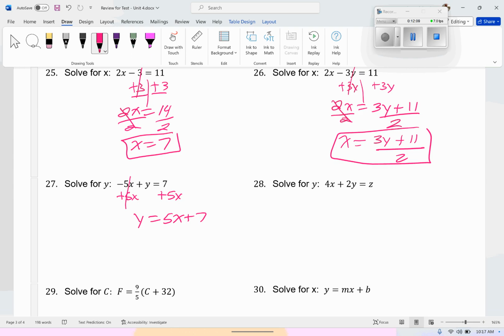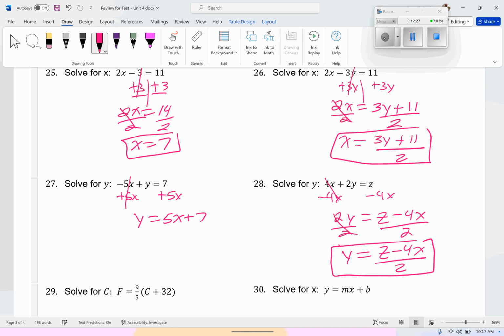Problem 28, we want to solve for y. So I'm going to subtract 4x from both sides. Those cancel, so 2y equals z minus 4x. Divide both sides by 2. Those cancel, so y equals z minus 4x over 2. Notice the fraction is the whole thing.